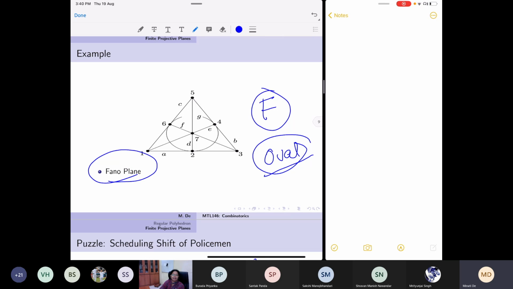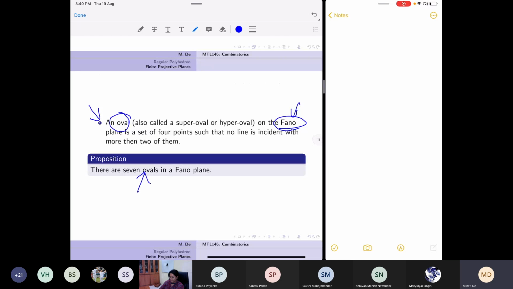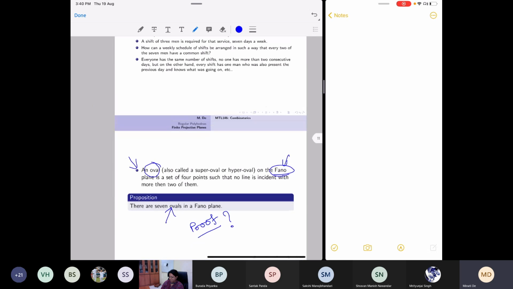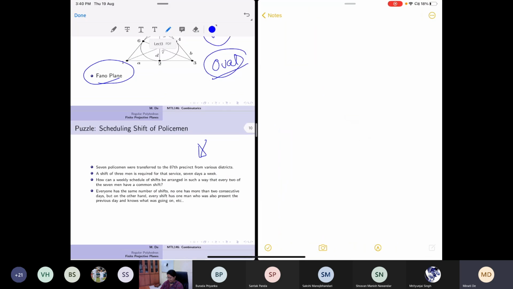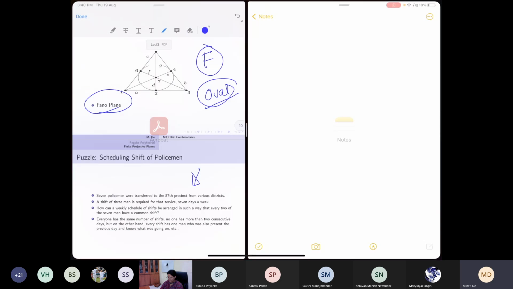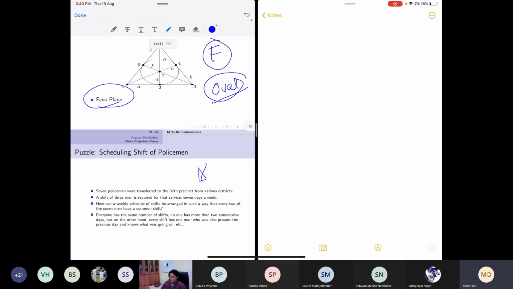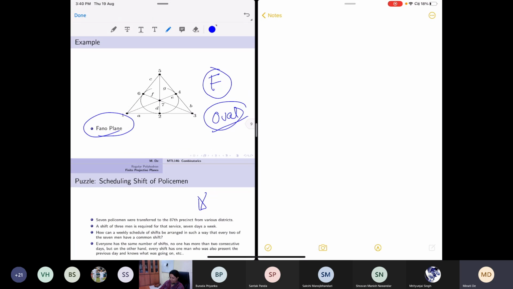Okay, so I hope the question is clear, right? The question was, there are 7 ovals in a phenoplane. Now the question is, how will you prove it? Give a proof. What is the proof for this? I hope you have understood the question. All of you understood the question. Can you start giving a proof? So how to enumerate ovals?